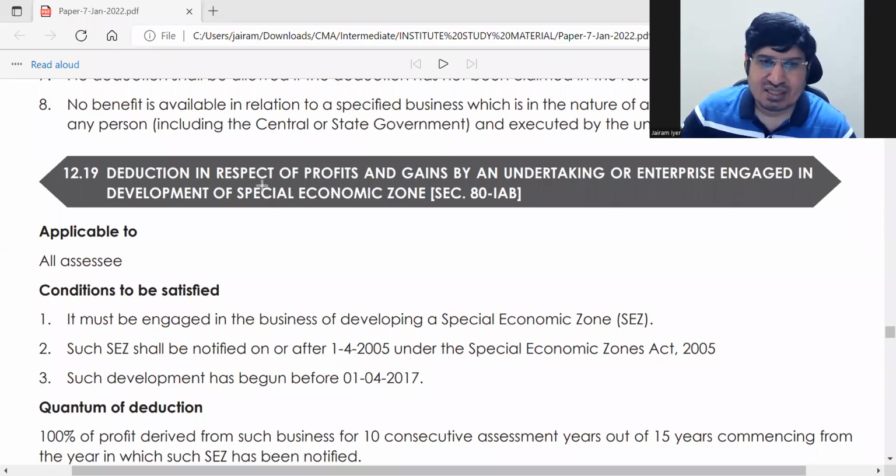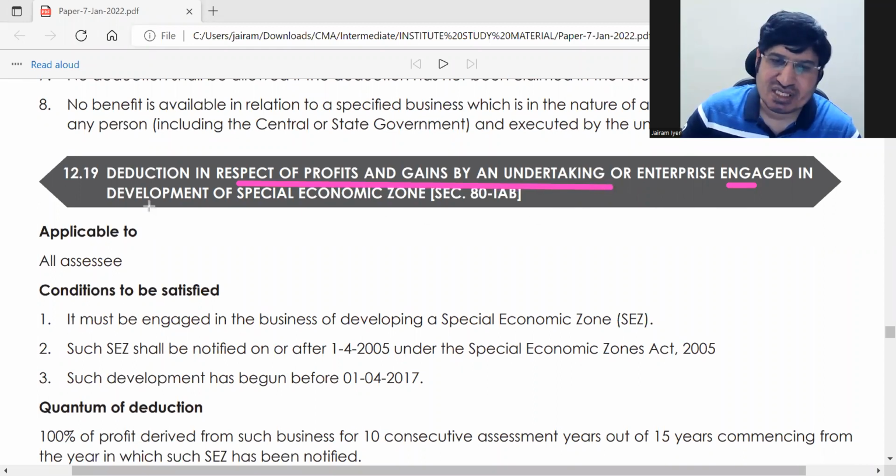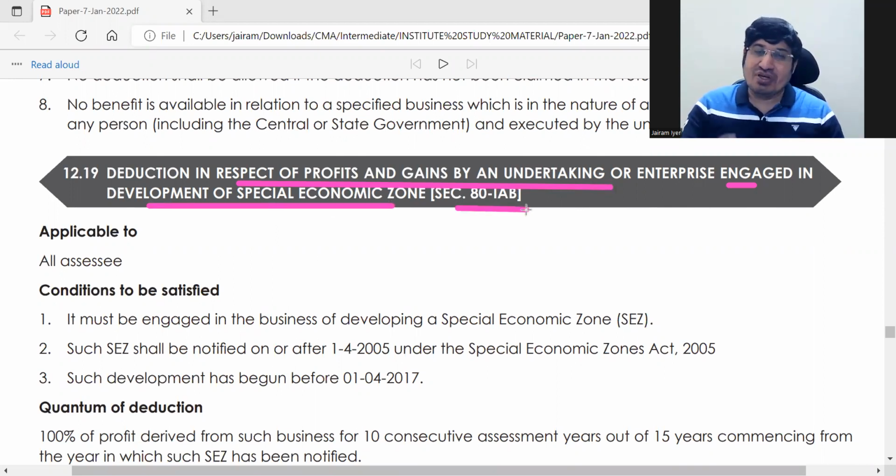So this one next is deduction in respect of profit and gains by an undertaking engaged in development of SEZ. ठीक है? This is 80 IAB. जो हमने जो पहले पढ़ा था earlier, which we had seen what? ठीक है? We had seen development. ठीक है? Yeah, okay, that's fine, right?